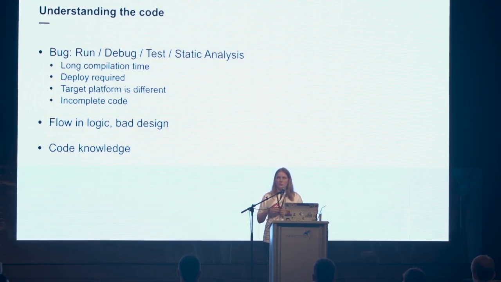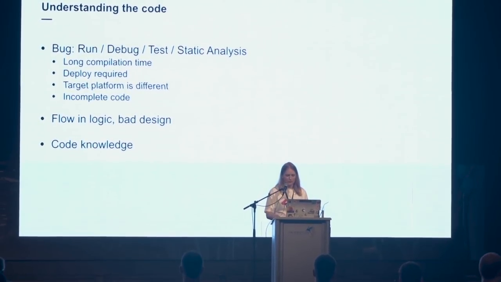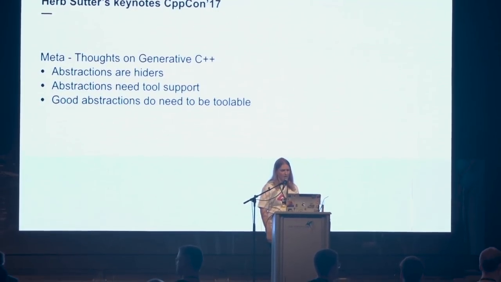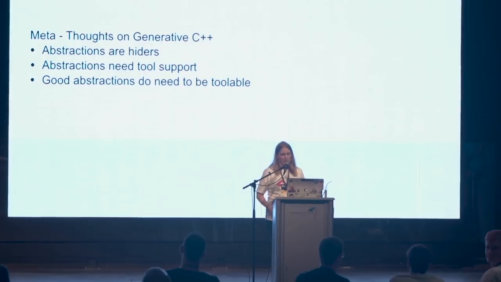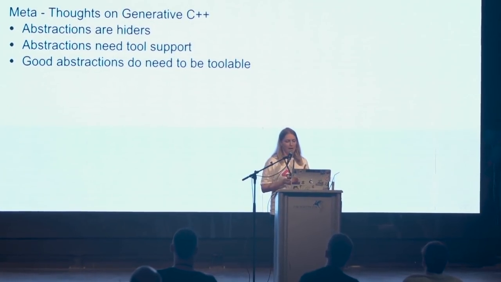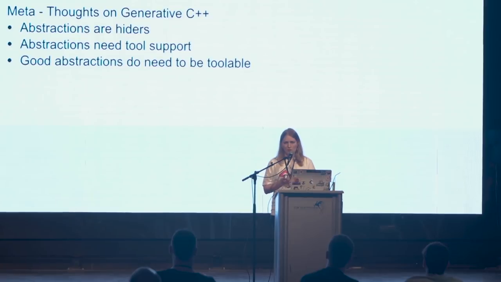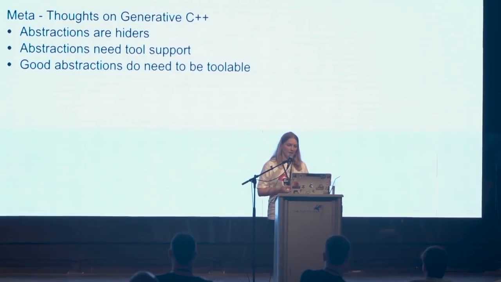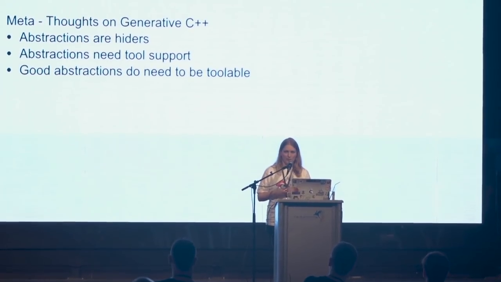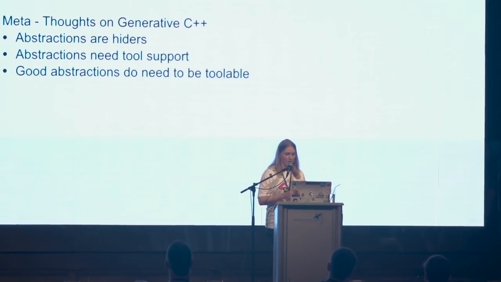And maybe you're just not searching for bugs, you're just trying to understand the code. You're just reading the code base and trying to understand what it's actually doing. This whole talk started with Herb Sutter's keynote at CppCon, on generative C++, and there are three main thoughts that I took from it: language abstractions are hiders, abstractions need tooling support, and the best thing, good abstractions need to be toolable, because if they're not, the vendors of the tools are really suffering with getting things done and trying to help you.